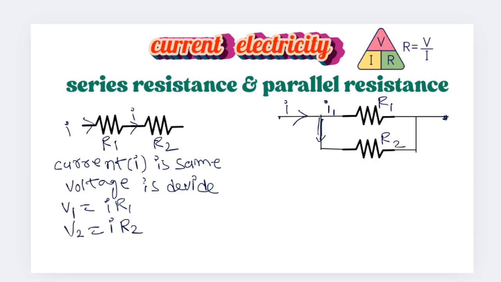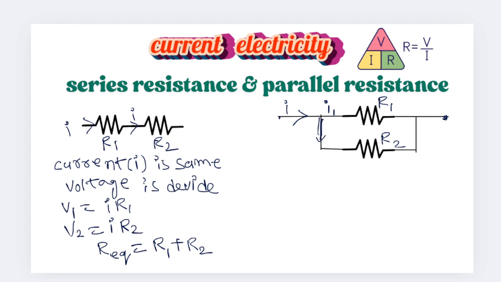Next, finally, how to find the equivalent resistance R equivalent? What is the formula for R equivalent? R equivalent is nothing but R1 plus R2.